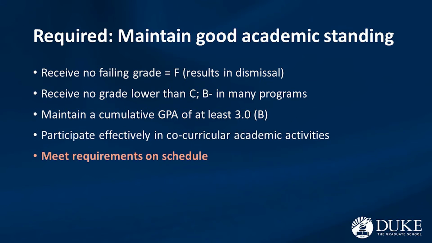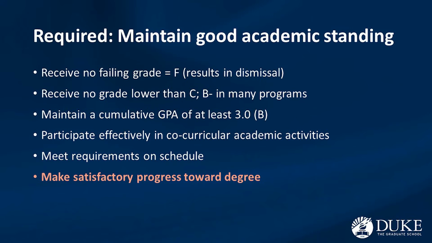You need to meet requirements on schedule. So, for example, if you need to take a certain course in the first semester and another course in the second semester, you need to meet those requirements on schedule unless given a waiver by your program director. And finally, you need to make satisfactory progress toward degree. Again, this can be difficult for you by yourself to understand whether your progress is satisfactory, harking back to how it's really important that you have good communication with your faculty advisors and program directors.